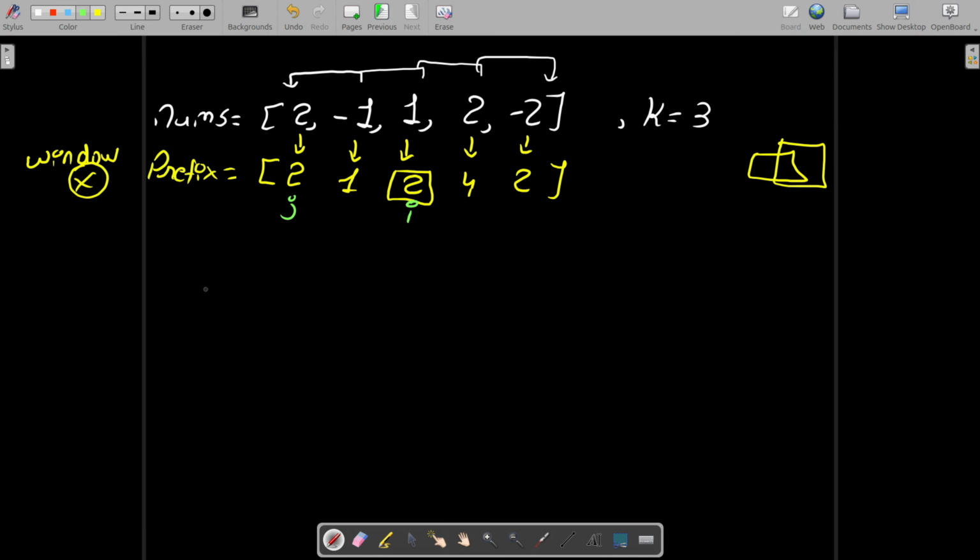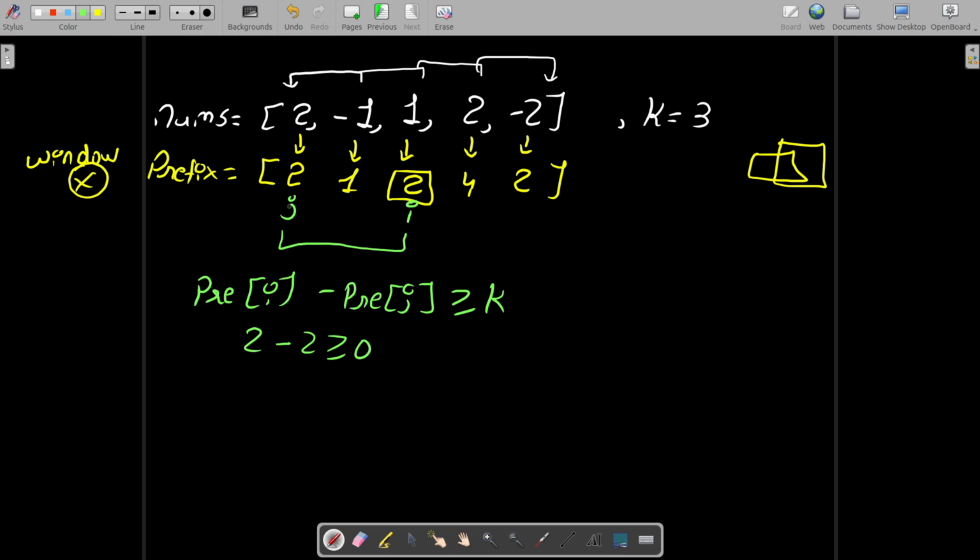If prefix of i minus prefix of j gives me the proper answer, then it could be a valid window. So let's check. 2 minus 2 is 0, is it greater than or equal to 3? No. Then we could take j here, and 2 minus 1, is it greater than or equal to 3? So both are not possible. Then i and j, of course, would not be possible.